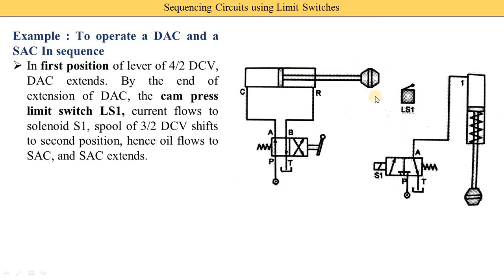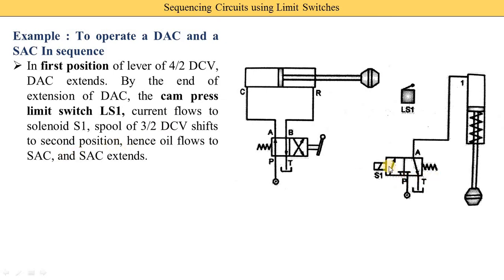Now what happens when we press the LS1 switch? When the LS1 switch is pressed, current flows to the solenoid S1. There is an electric connection between this LS1 switch and the solenoid, but it is not drawn in these figures. Now when the current is supplied to the solenoid S1, what happens? The spool of the 3/2 DCV is shifted to the second position.